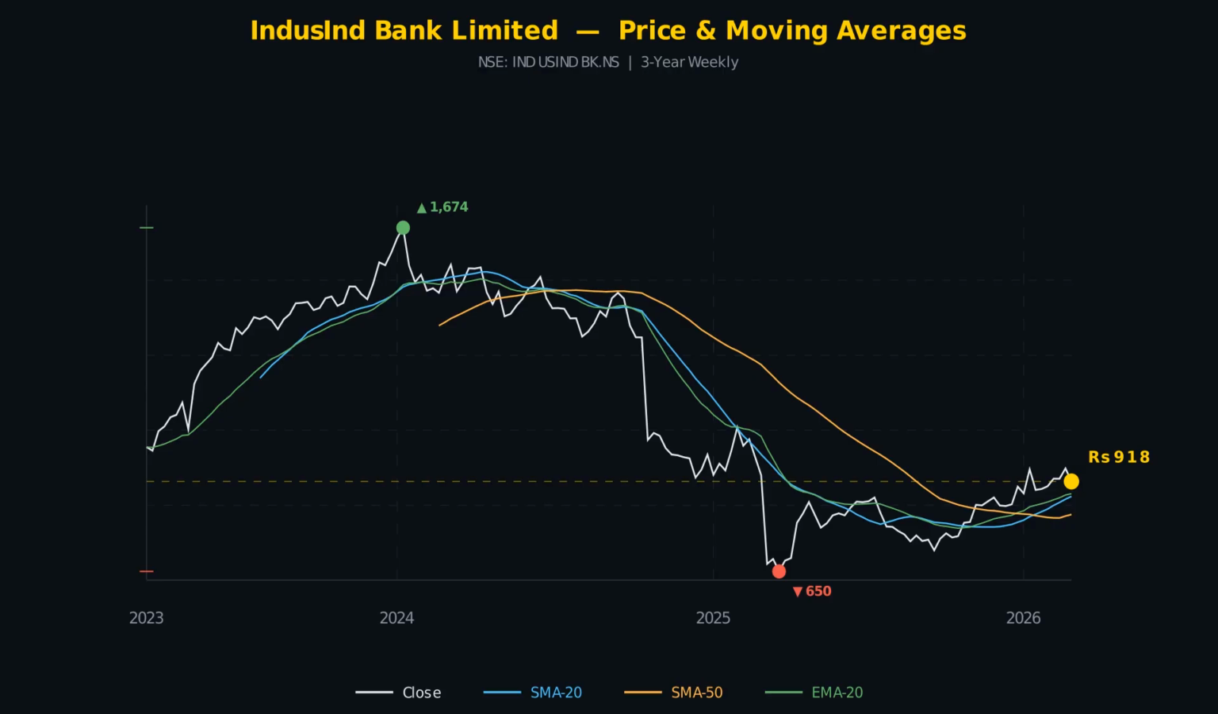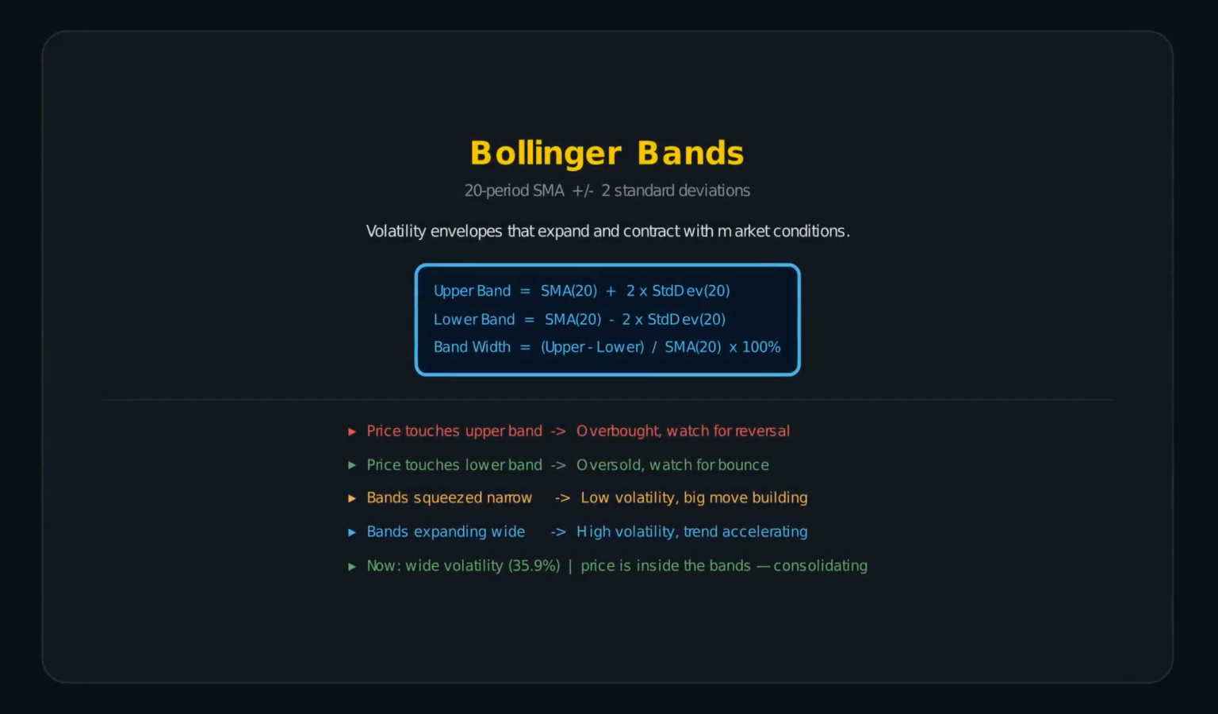Watch how the moving averages act as dynamic support and resistance throughout the 3 years of price history shown here. Next, Bollinger Bands. Bollinger Bands place envelopes 2 standard deviations above and below the 20-period moving average. When the bands are squeezed narrow, volatility is low and a big move is building. When the bands are wide, the stock is already in a high volatility phase.